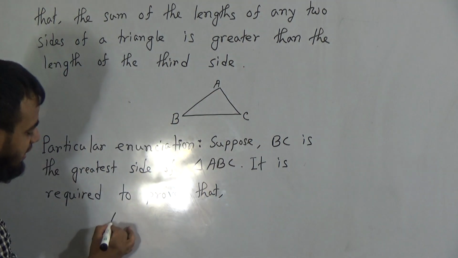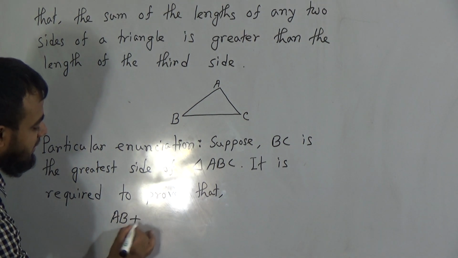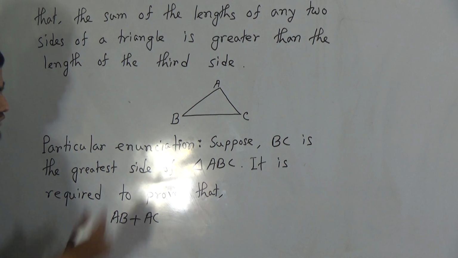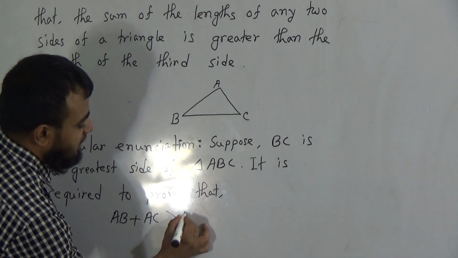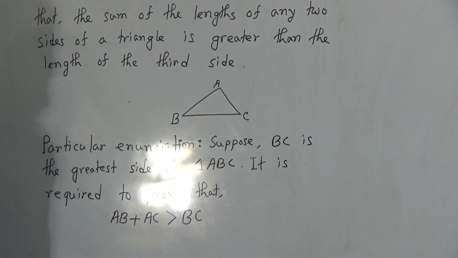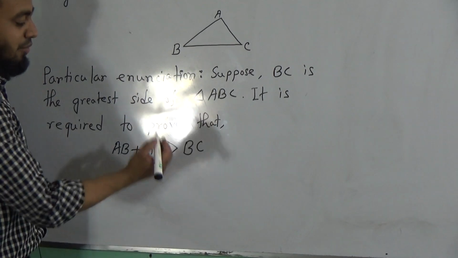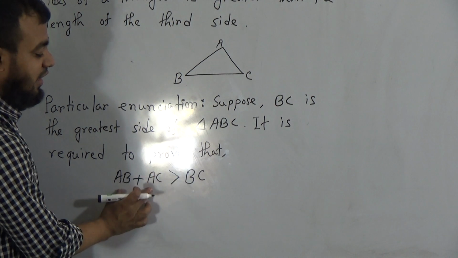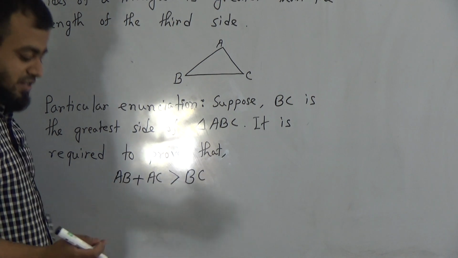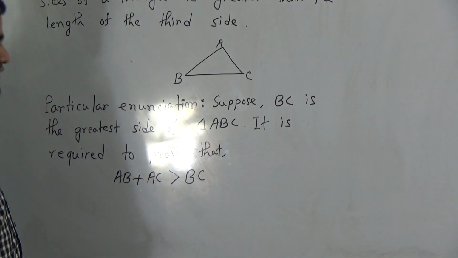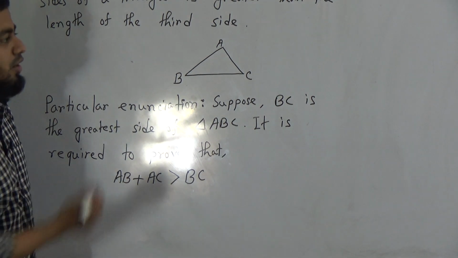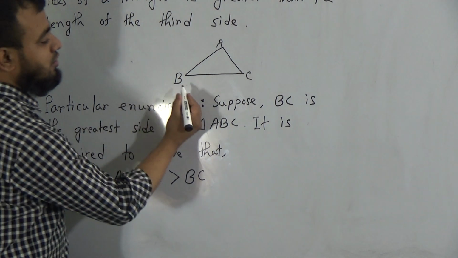AB plus AC means the sum of two sides of a triangle is greater than the third side BC. Though BC is the greatest side, if we add the two other sides of the triangle, then this sum will be greater than that bigger side. Now we will prove this. Before this proof, we need to construct something. First of all look at the construction.